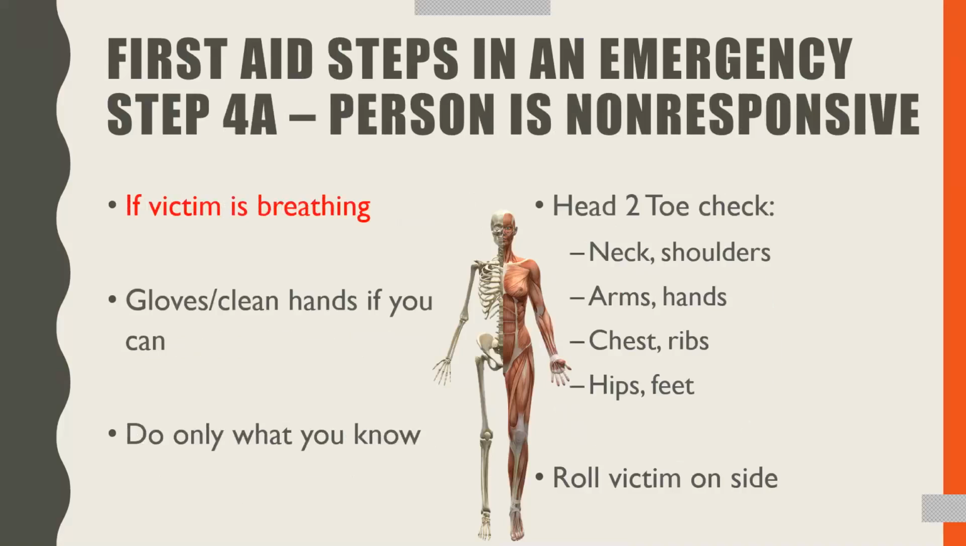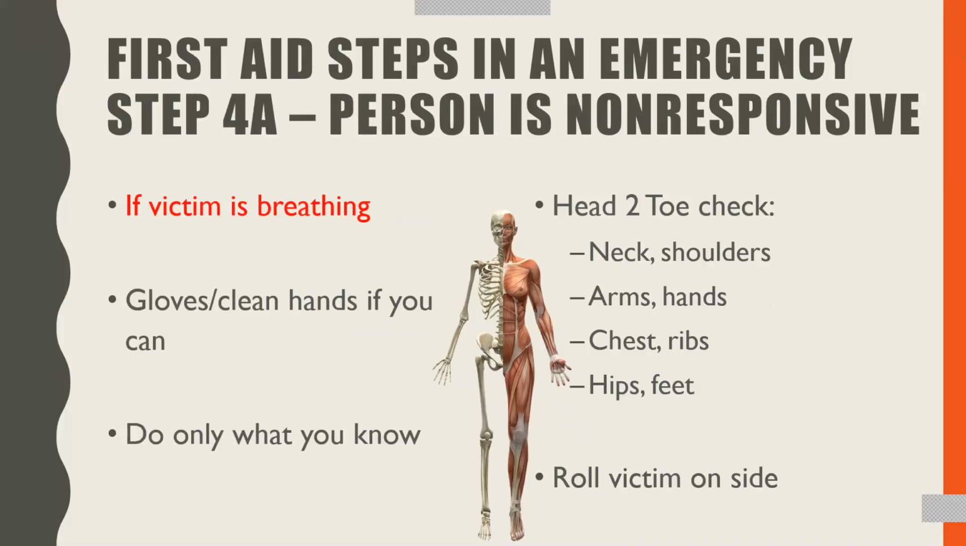If the victim is breathing but still non-responsive, we're still going to do our head-to-toe check, starting with our head, checking our arms, shoulders, chest, ribs, hips, and feet. And then you want to roll that person on their side. If they're still breathing, they might have to throw up.